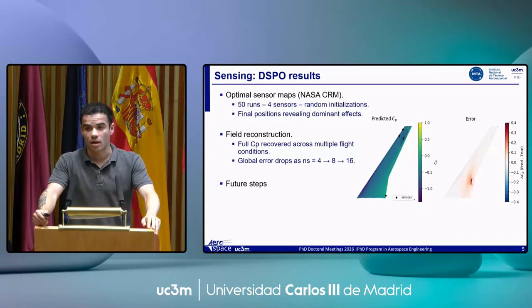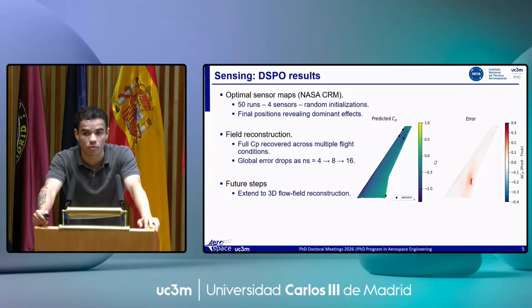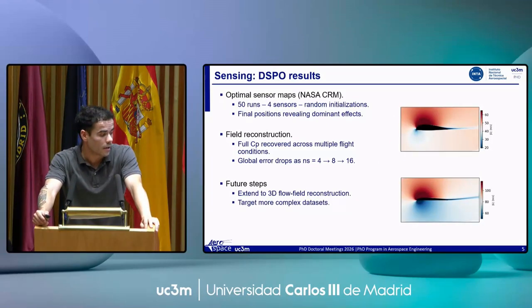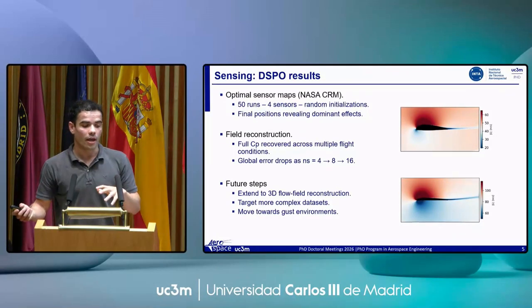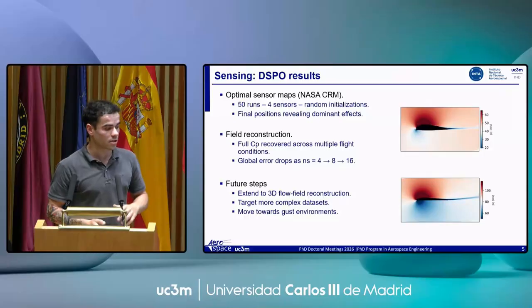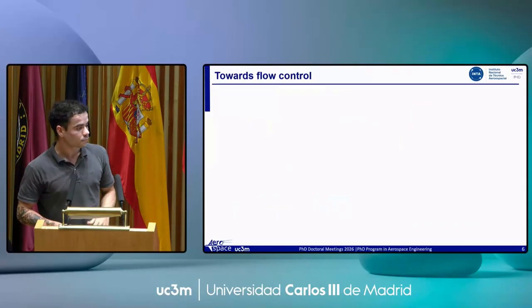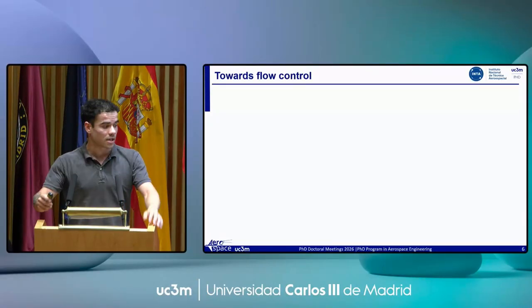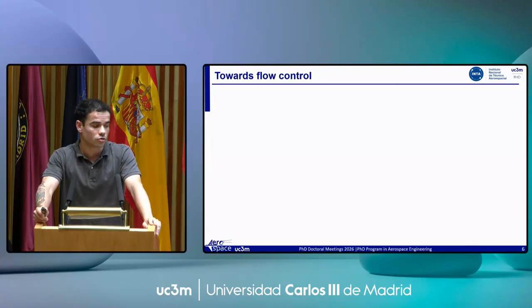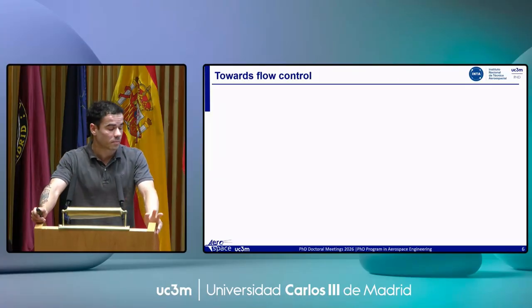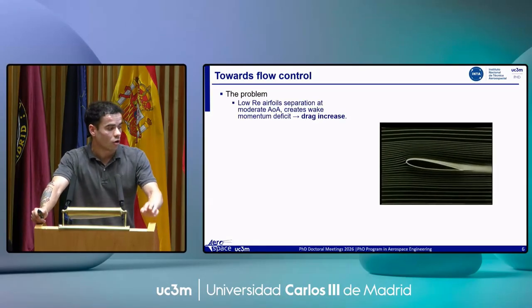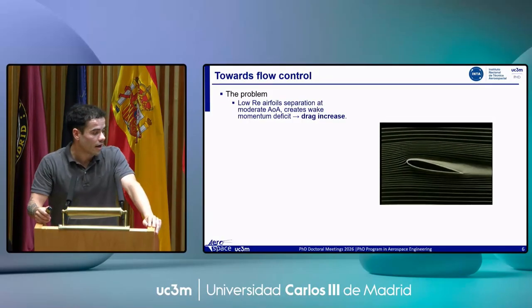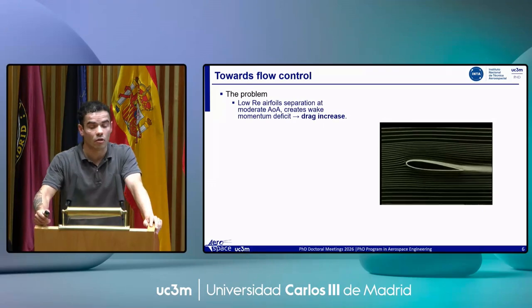For the future steps in this numerical approach, we want to extend to 3D flow field reconstruction, target more complex data sets, and also move toward gust environments in order to move to the experimental campaigns and use this useful data. Once the sensing part is partially covered, we are going to move towards flow control in an experimental condition.